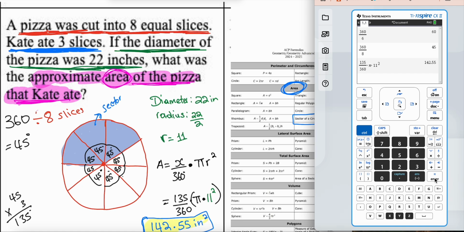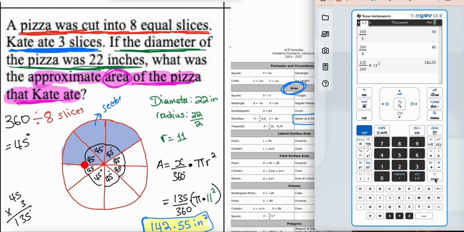So remember, some things to take note of. It says the area of the pizza that Kate ate. This area represents a sector. Because on your formula sheet, it's not going to have area of pizza. So even though it says pizza, you have to remember that a slice in a pizza represents a sector in math. So if it says area of the pizza that Kate ate, that's going to be the sector. So we have the formula over here.